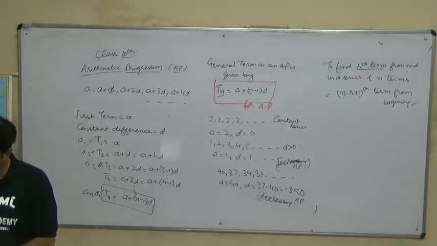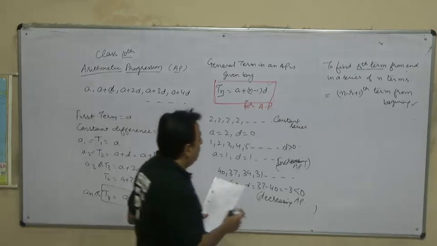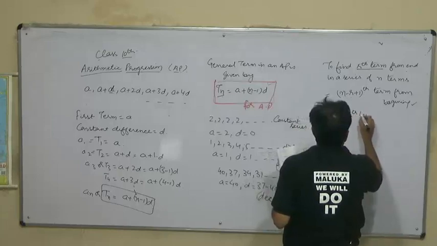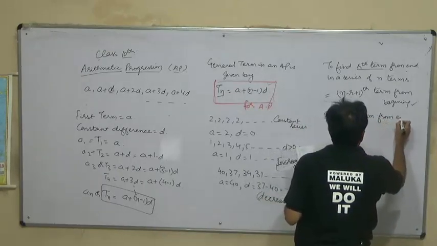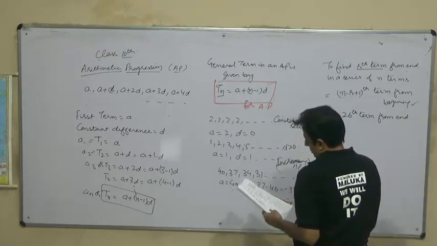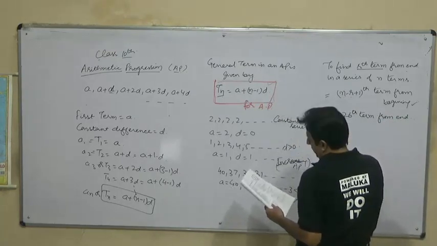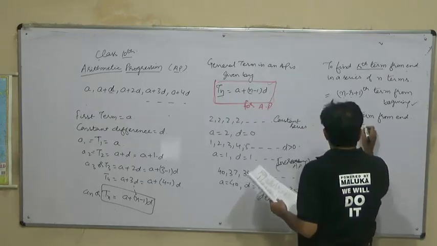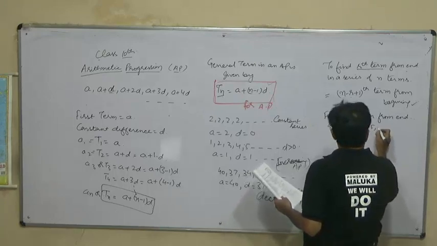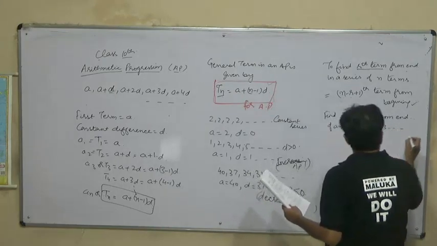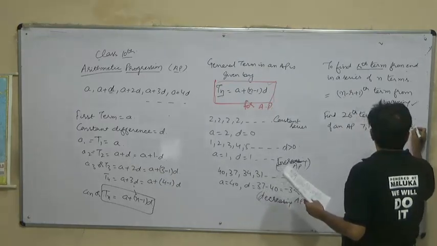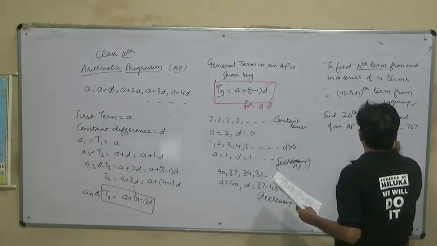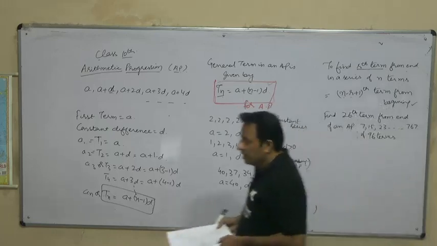For example, we want to find the 26th term from end of an AP 7, 15, 23, and so on up to 767, of 96 terms. So we are given there are 96 terms in this series.